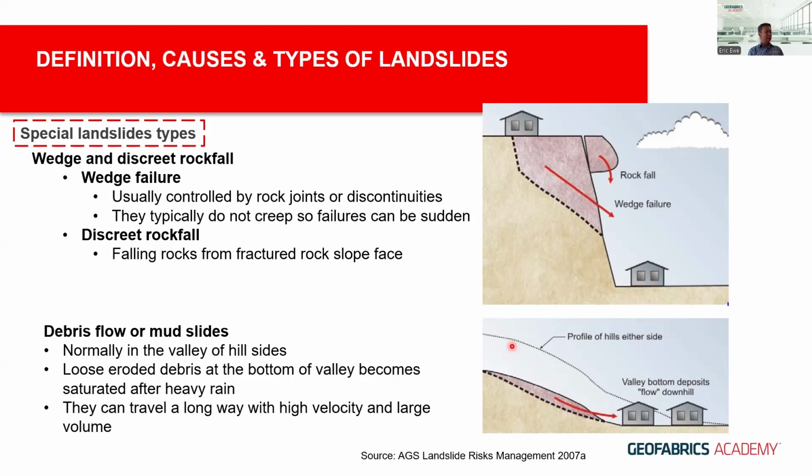Debris flow or mudslides are even more special in this particular case. Normally in the valley of a hillside, loose eroded debris at the bottom of the valley becomes saturated after a heavy rainfall, and it can travel a long way with very high velocity and large volume.